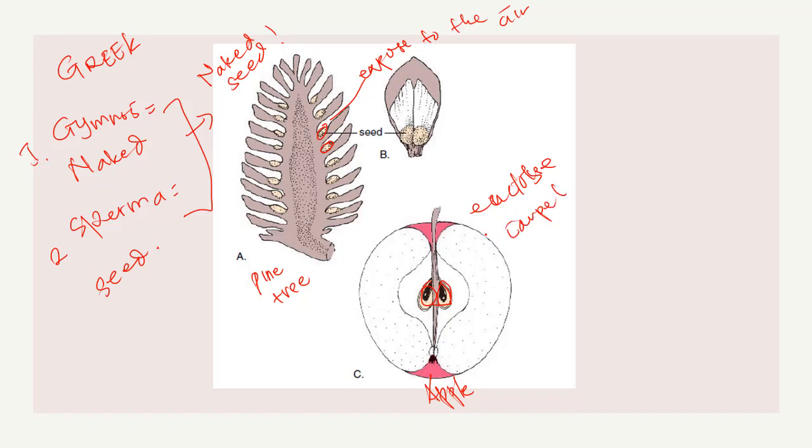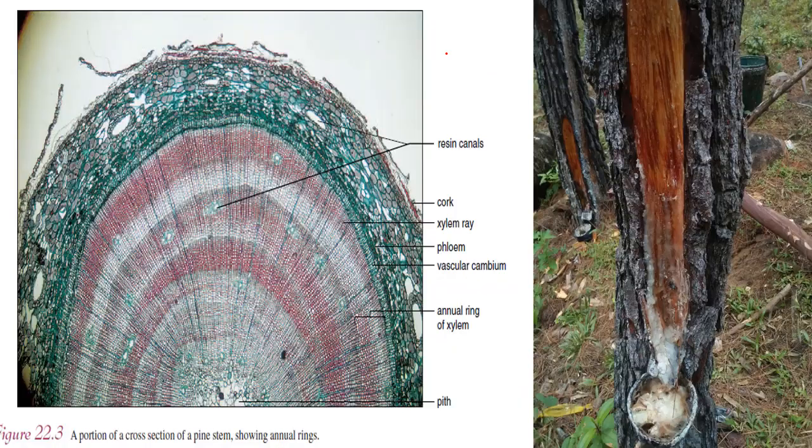So from these two pictures, we can see that this one is directly exposed, meaning naked, but the apple seed is closed by something, like having a cloth. This is the reason why gymnosperm is named naked seed, because you can see that the seed is naked, directly exposed to the air. That's from the name.